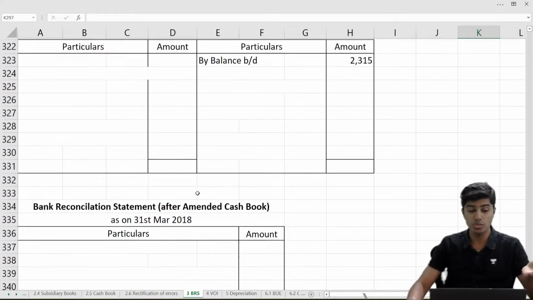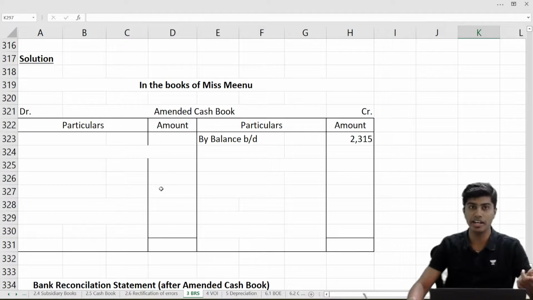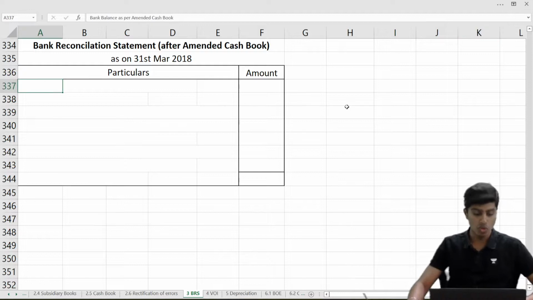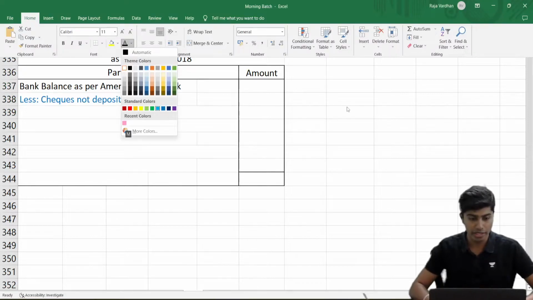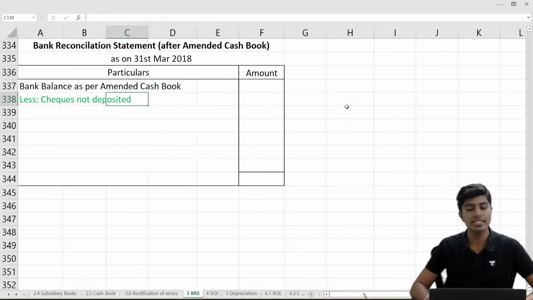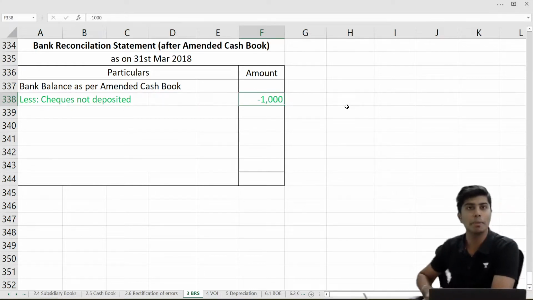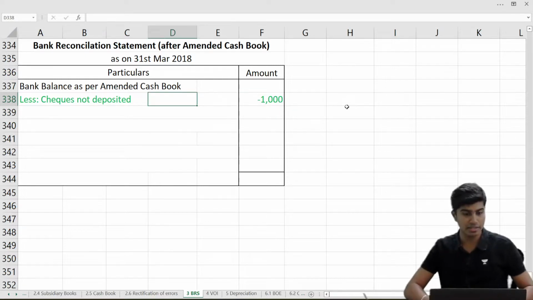And in our BRS, we don't know what the opening balance is. The opening balance will be the balance as per amended cash book. I'll first close my amended cash book, figure out the value and then write it here. So I don't know what the balance as per amended cash book is. I'll keep it waiting and I will now write what exactly is checks not deposited. This is to the extent of 1000. So I've written this 1000 as minus. I hope there's no doubts, and this is our adjustment A1.